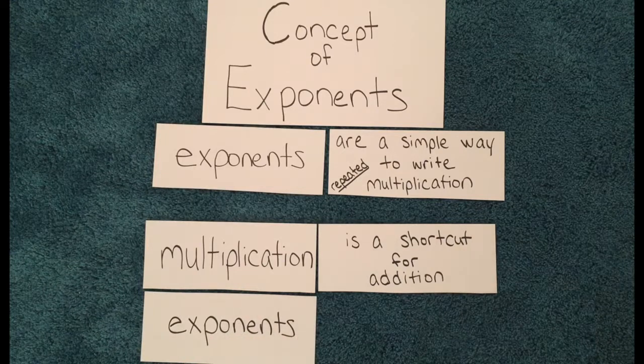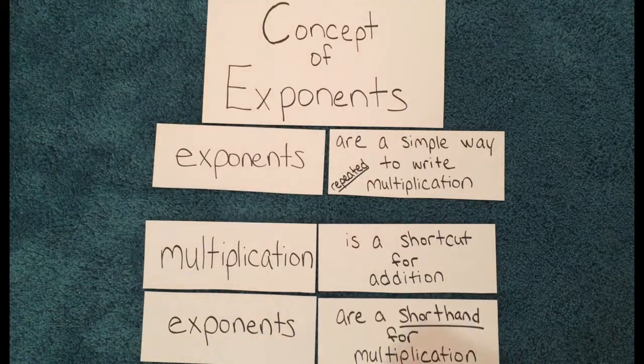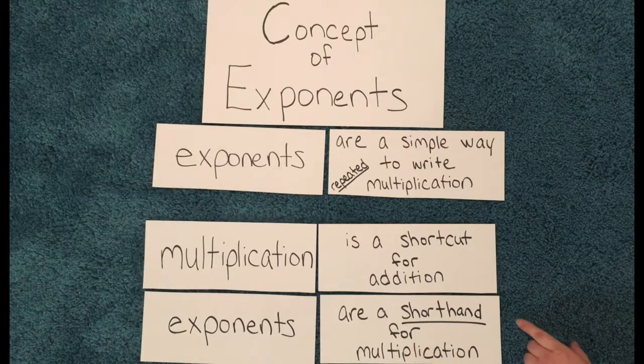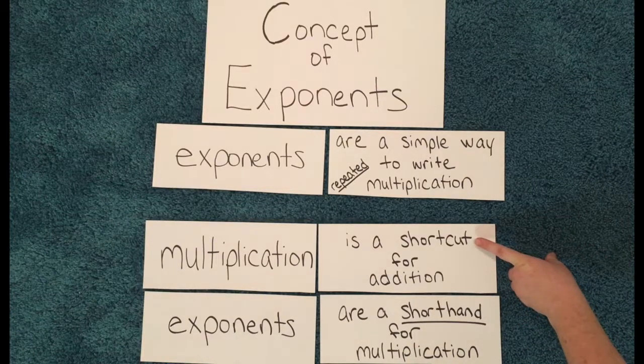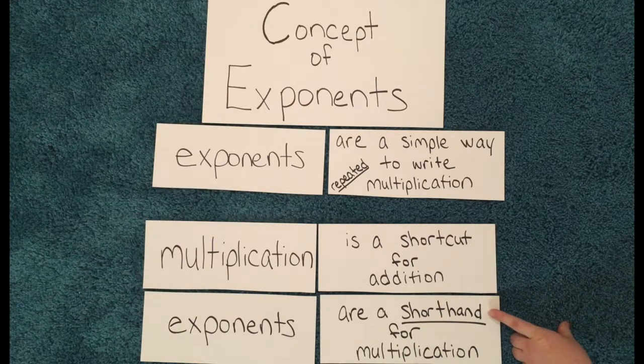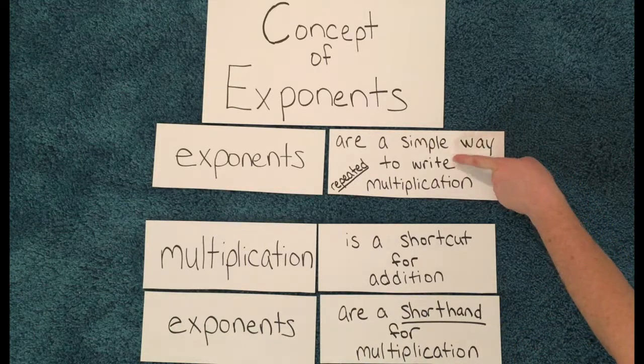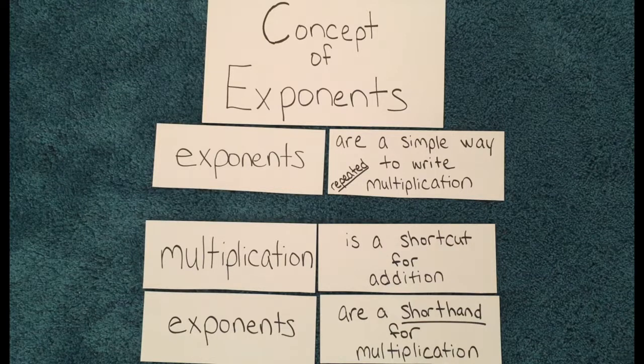Exponents are a shorthand for multiplication. Multiplication is a shortcut for addition. Exponents are a shorthand for multiplication. And what shorthand means is that it allows us to write repeated multiplication in a simpler way. So let's see what that looks like.